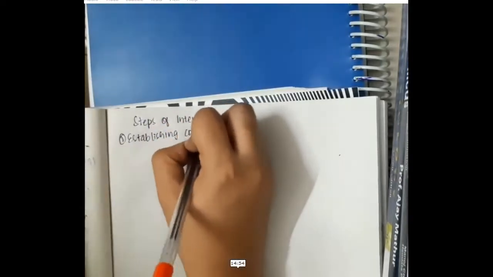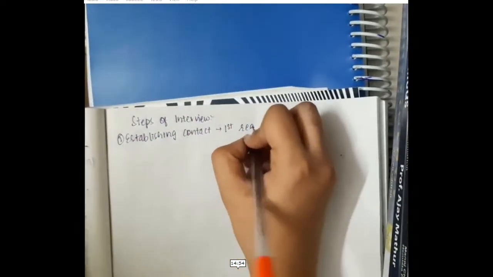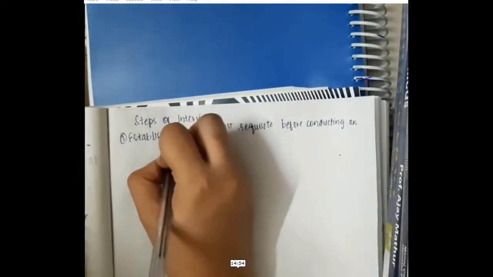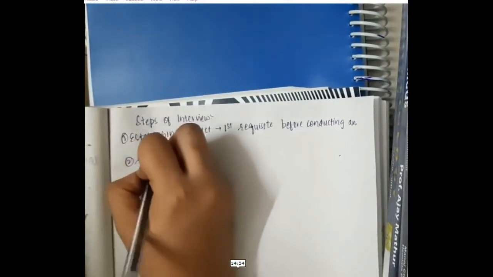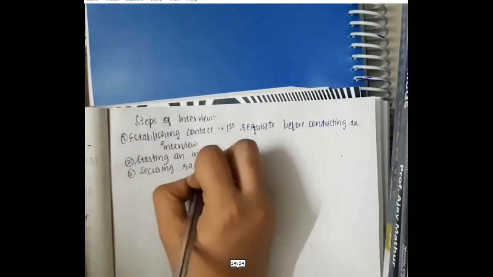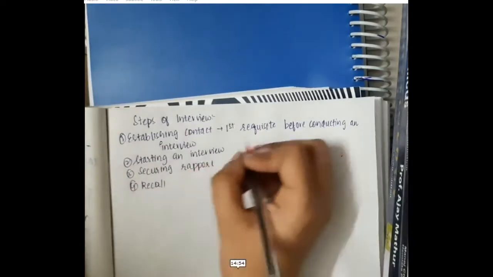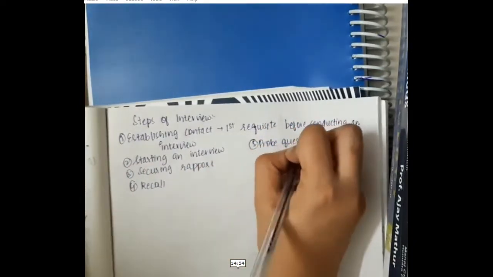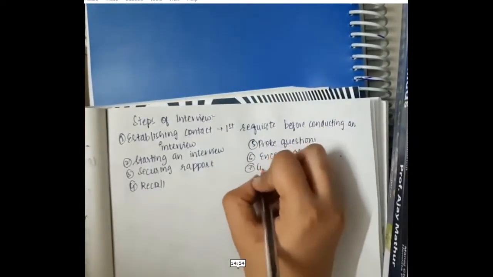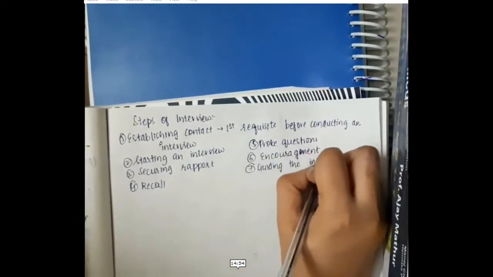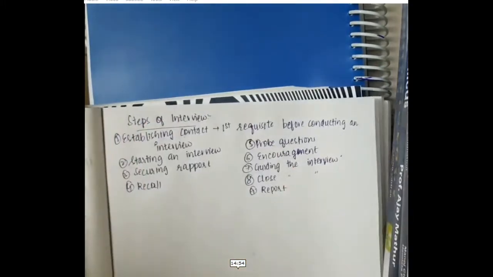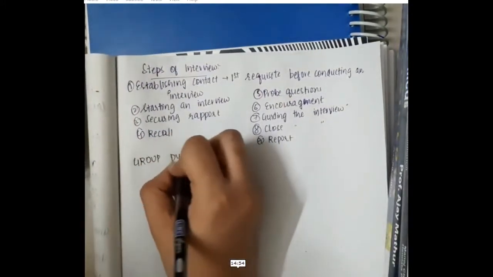Steps of interview are: first, establishing contact between the interviewer and the person who is answering the questions. This is the first important prerequisite. Then starting the interview and securing a rapport. During the interview, recall all the things that they tell, probe questions, encourage the person to give good answers, and guide the interview in a particular way. At the end, we should close the interview, and finally we should give the report. So those are the steps of interview.